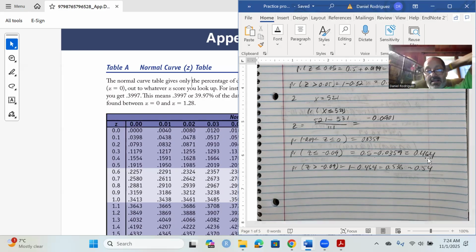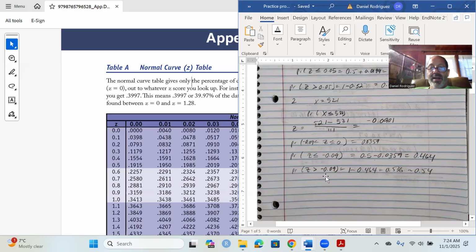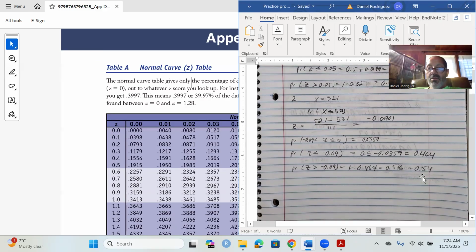Okay, and what's the probability that someone scored above her score? So that would be what's the probability that z is greater than negative 0.09? That's going to be using the rule of complementary events. It'll be 1 minus 0.464 or 0.536, which we could estimate to be 0.54, right?